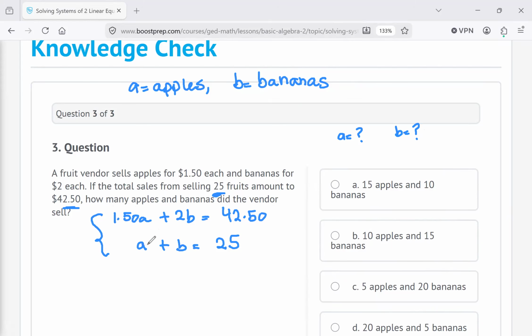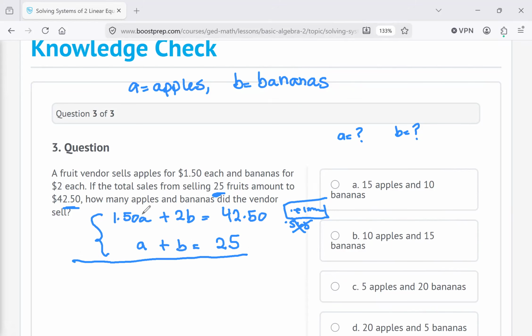Then what we have to do is figure out what method we should use to solve. Should we do elimination or substitution? Well, none of the letters are by themselves, so I can forget about substitution. If you look at the left side, all the letters are aligned on the left, and then you have the constant on the right. So that's how I know I'm going to do elimination.